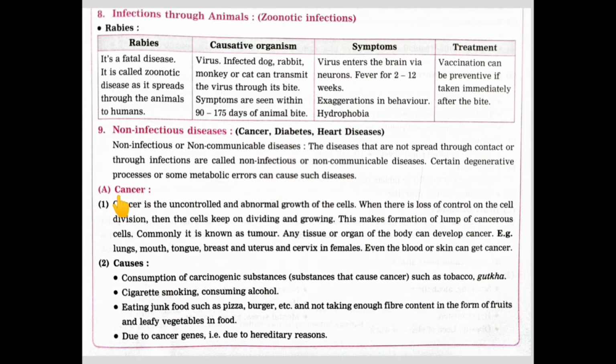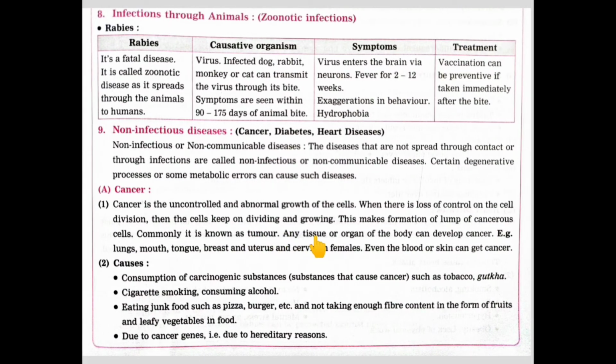First of all, we see what is cancer. Cancer is the uncontrolled and abnormal growth of the cells. When there is a loss of control on cell division, then the cells keep on dividing and growing. This makes the formation of a lump of cancerous cells. Commonly it is known as a tumor. Tumor is nothing but a lump of cancerous cells.